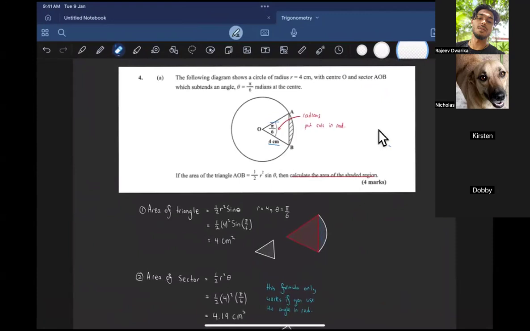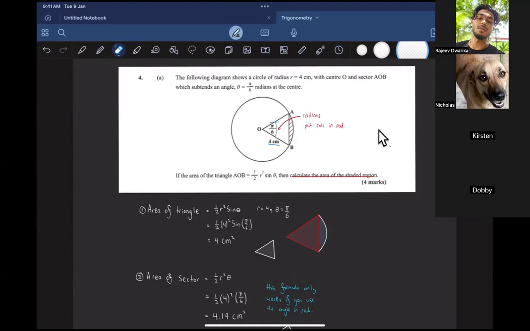Kira, you remember the formulas? You remember the formula for area, didn't you use it last class? You had to remember the formula for length of an arc, area of a sector, and area of a triangle. What's the formula for area of a sector? Area of sector is half R squared theta.